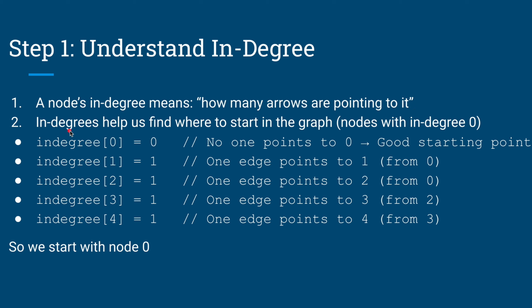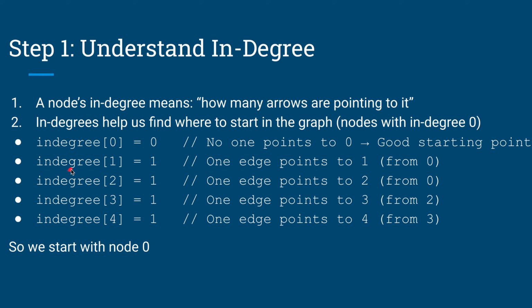So in the second thing, in-degree will help us find the starting point of the graph, right? Nodes with in-degree 0 means there is no arrow pointing to that node, no incoming arrow. And that is called a starting point.